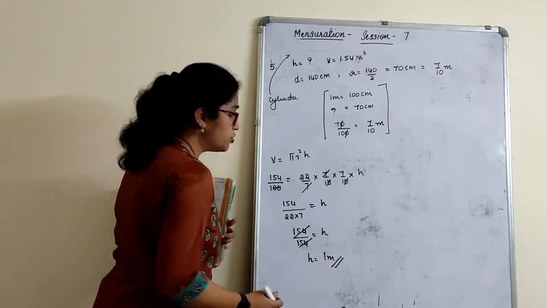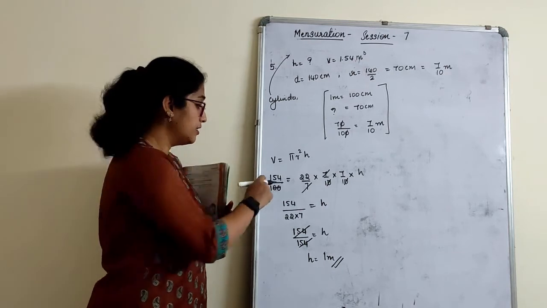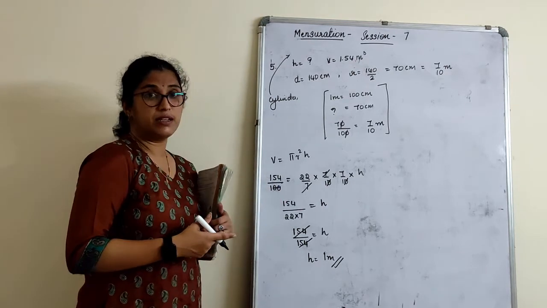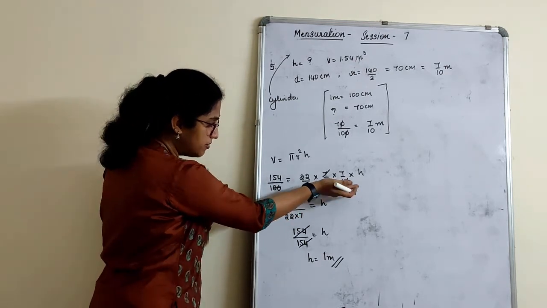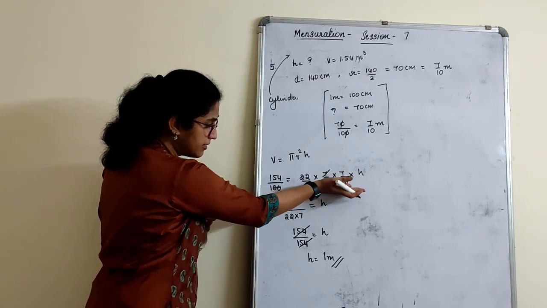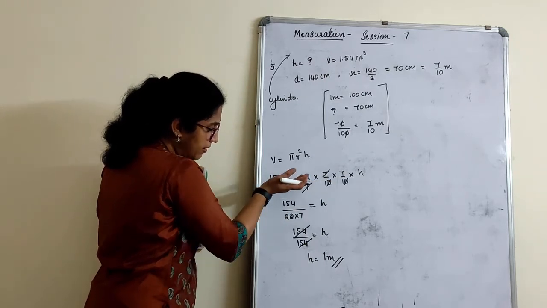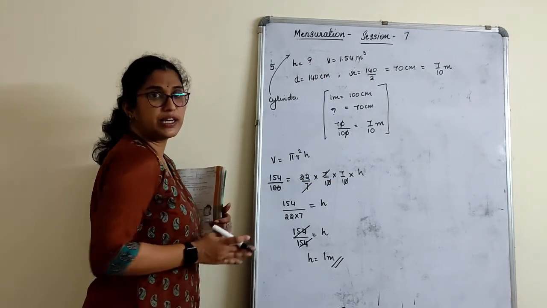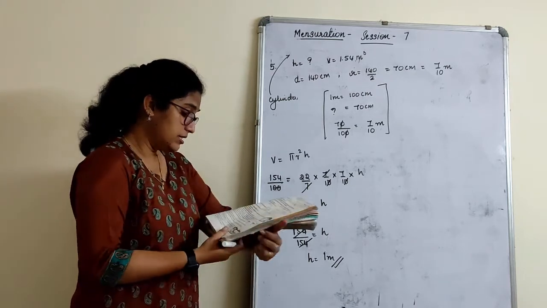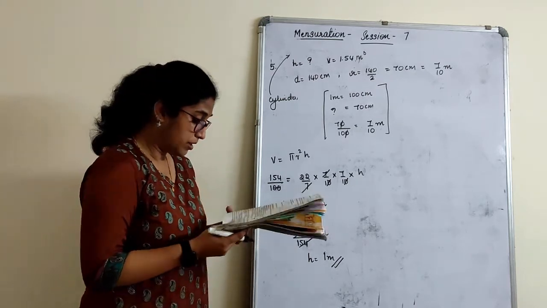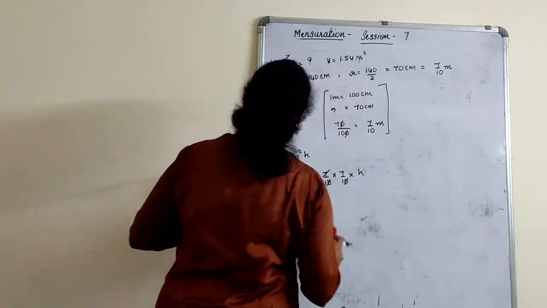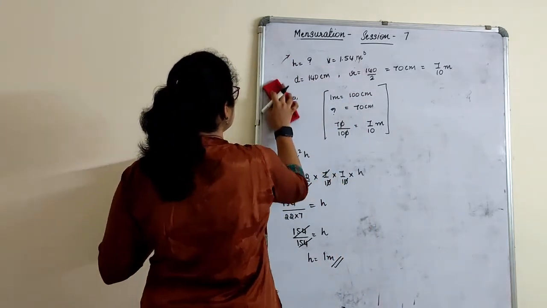Isn't the calculation so very simple we have done? Only by just removing the decimal here. See, why I cancel? Whatever is in the base here, if this 10 into 10 would cross multiply, 100 and 100 would get cancelled. That's what I have done. Height is 1 meter. Simple. We'll quickly move to the next one.